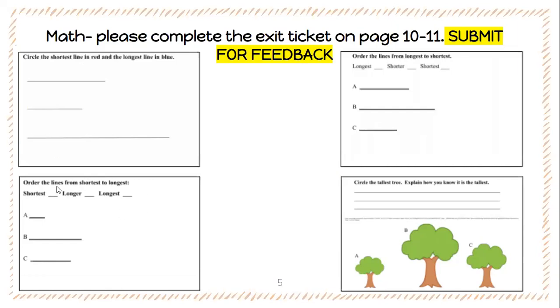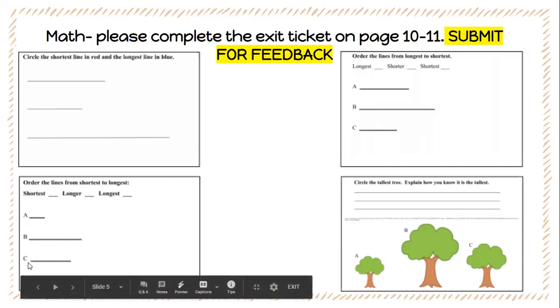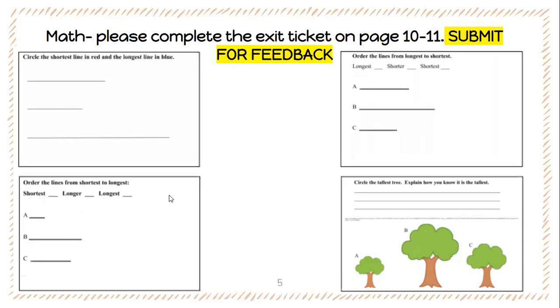Down here, order the lines from shortest to longest. So you have lines A, B, and C. You're going to put which one is the shortest, which one is longer, and which one is the longest. You have the same activity again, another problem. Order the lines from longest to shortest this time. So the longest line is what? A, B, or C? Which one is shorter? And what is the shortest?